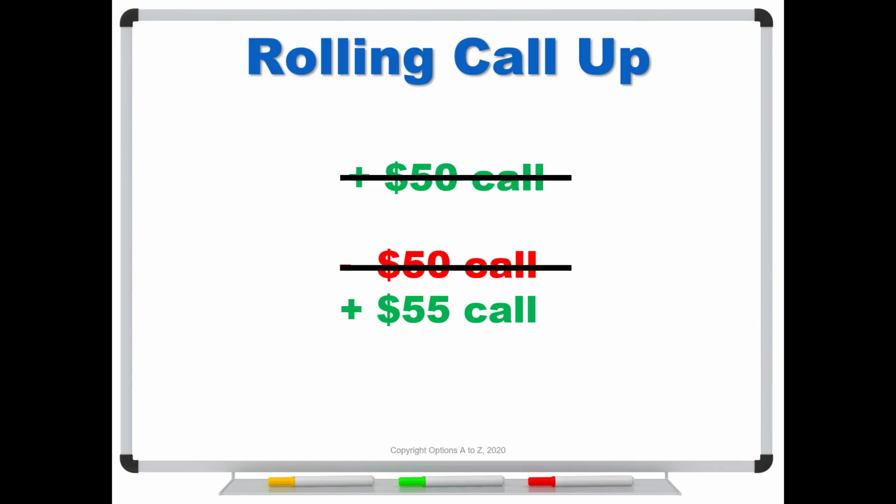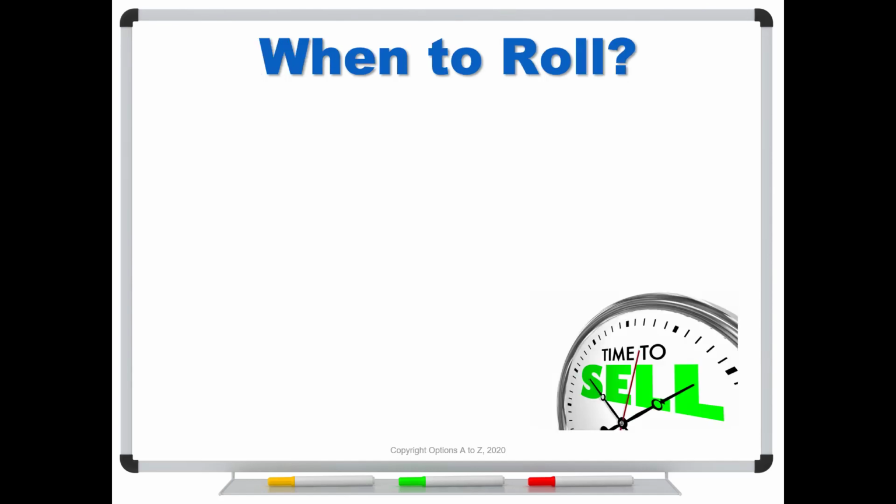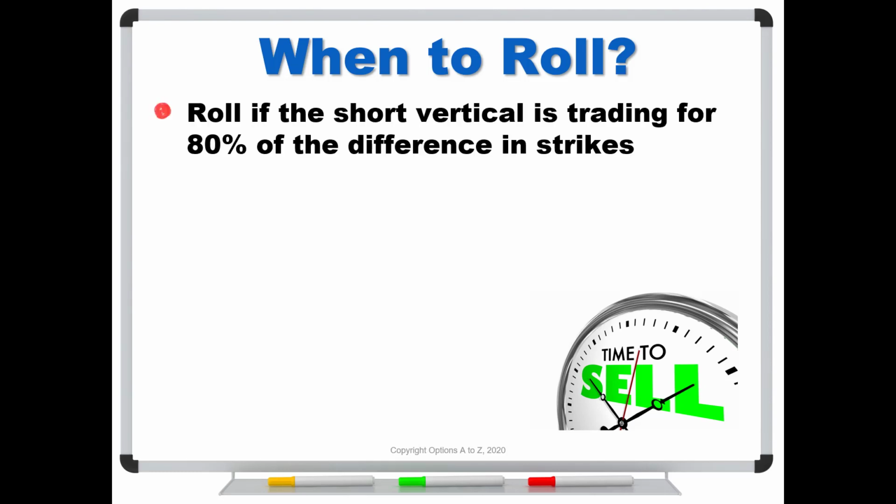So we'll look at some more examples in a moment, but let's talk about when to roll. Well, there's a basic idea here, is that you should roll if the short vertical is trading for about 80% of the difference in strikes. What does that mean? Well, it's actually quite easy.